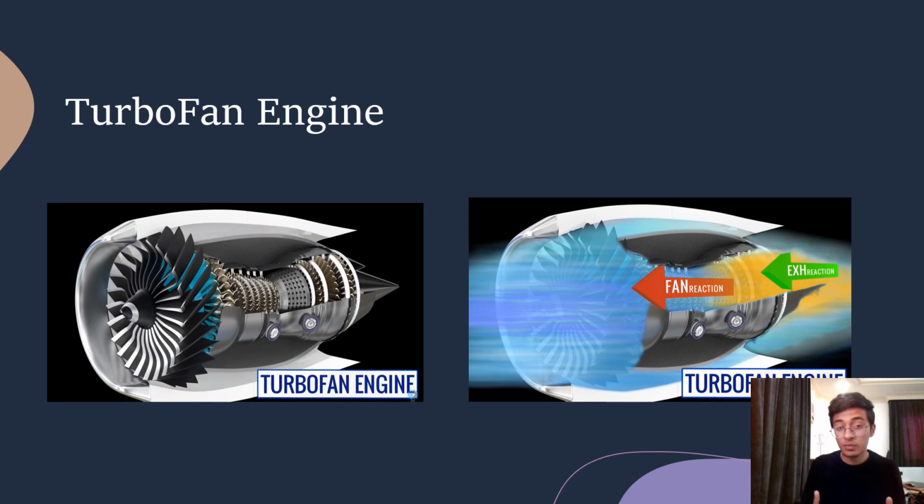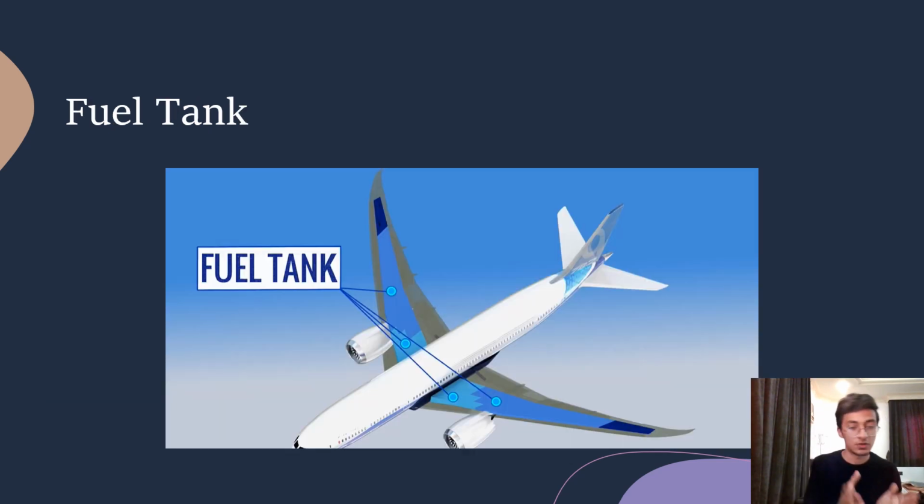So the more fuel burned, the more speed the plane attains. Now, the interesting fact is that the fuel tank of the airplane is located in the wings of the airplane. As you can see from the diagram here, these are the locations where the fuel tank is located. Now the plane has taken off.